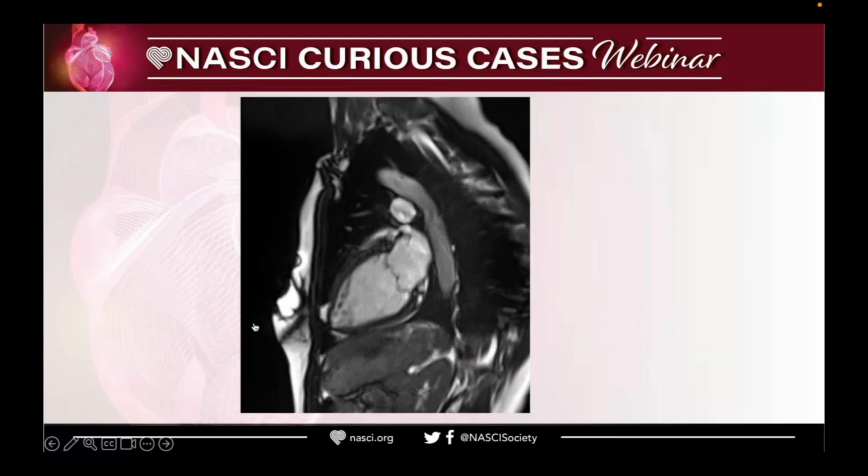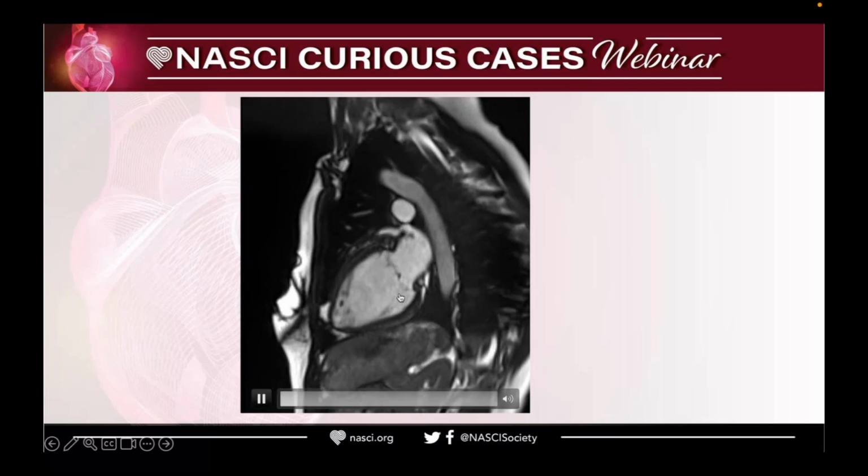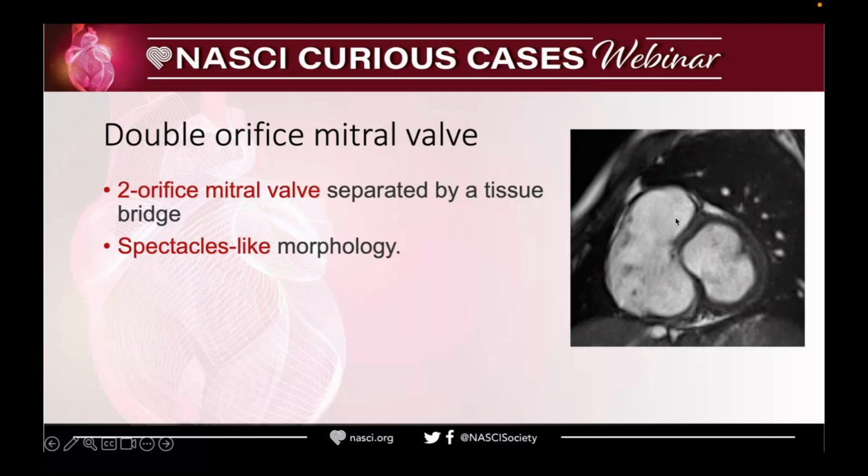This is a two-chamber view. Any thoughts? There are two openings here. This is the mitral valve, the left atrium, the left ventricle, and this is a longitudinal view through them. There are two openings of the mitral valve. Double orifice mitral valve, a congenital anomaly. Yes, this is a case of double orifice mitral valve.